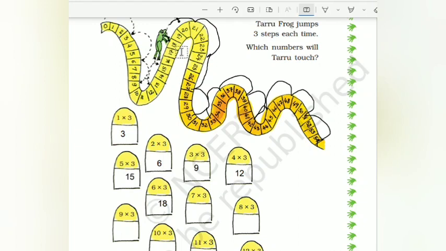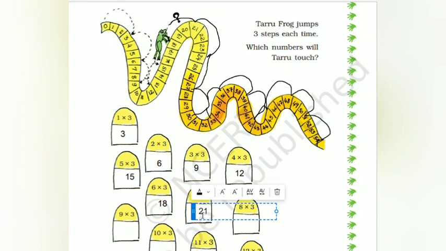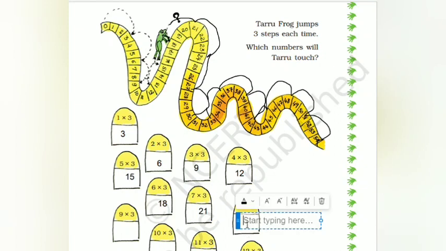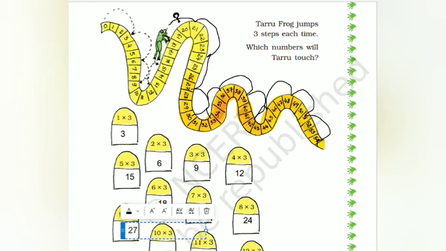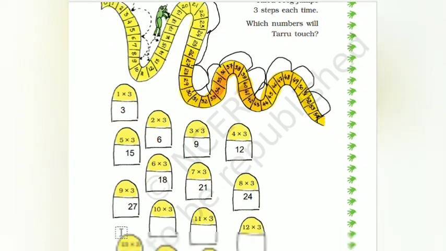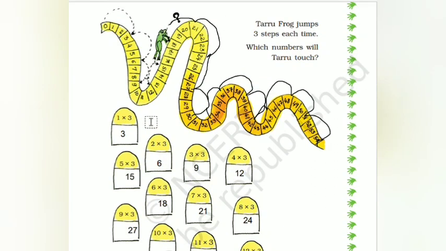Then the seventh time, from 18 it jumped to 21. So 7 into 3 is equal to 21. Then from 21 it jumped to where? It jumped to 24. So 8 into 3 is equal to 24. Then 9 into 3, where did it reach? It reached 27. From 24 again it jumped 3 steps. So it reached 27. 10 into 3. From 27 it reached 30.